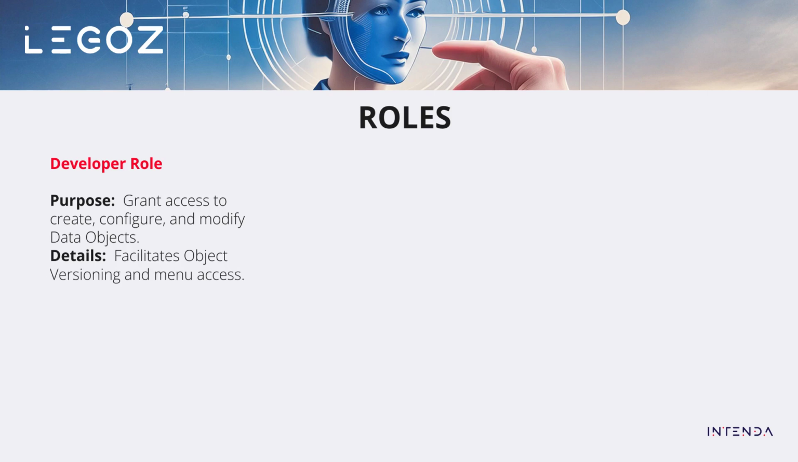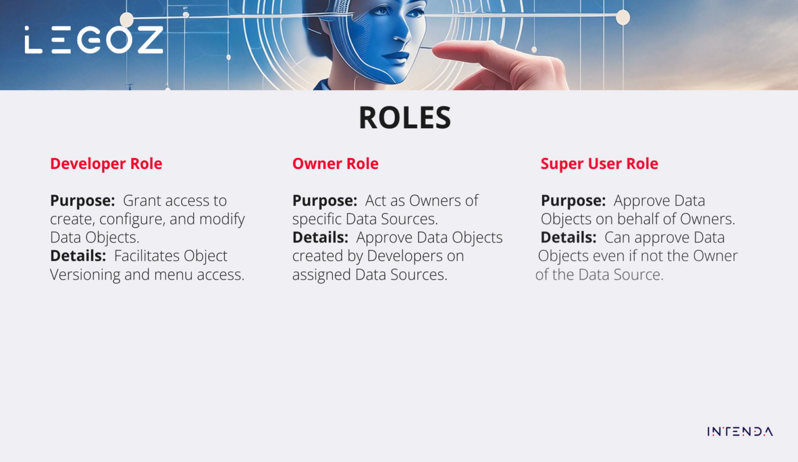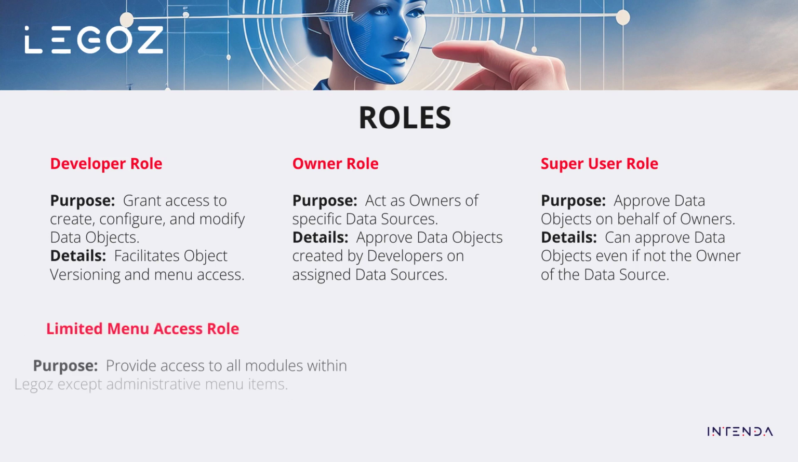Developer: this role will be configured and assigned to user accounts, granting access to create, configure, and modify data objects. Owner: user accounts that are assigned this role will act as owners of specific data sources, and will be responsible for approving any data objects created by developers on those data sources. Super user: users with this role will be authorized to approve data objects created by developers on behalf of owners, even if they are not the owner of the data sources on which the data object is created.